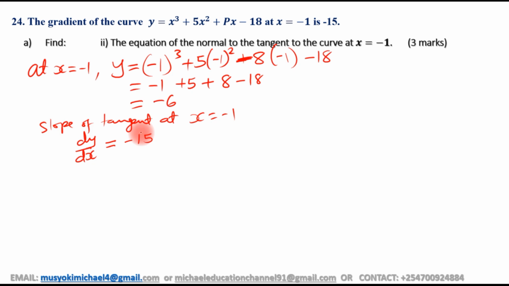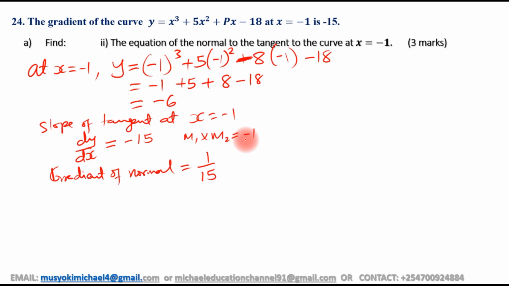But now the gradient of the normal to the curve, since the tangent and normal are perpendicular to each other, the gradient of the normal will be 1 over 15. Remember, m1 times m2, they are perpendicular to each other, the product is minus 1. So the gradient of the normal is 1 over 15.